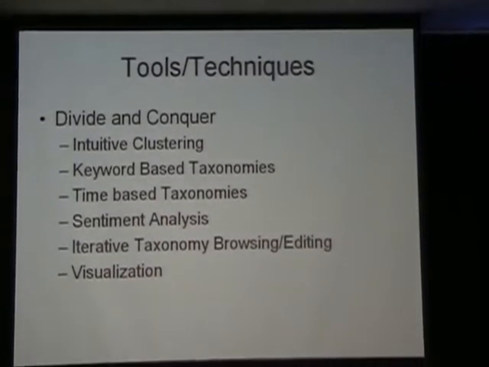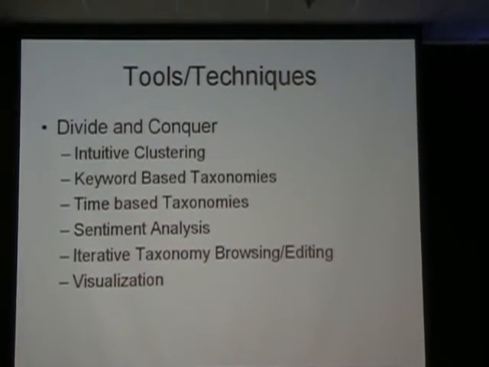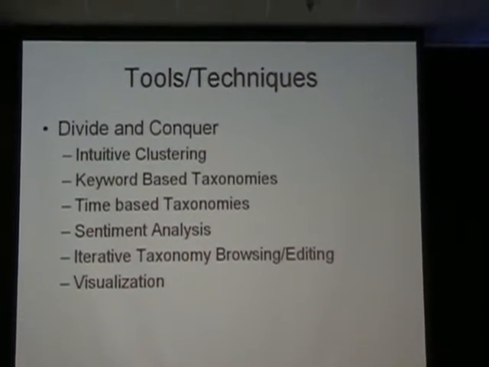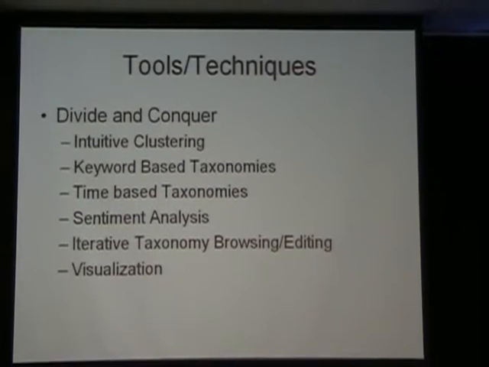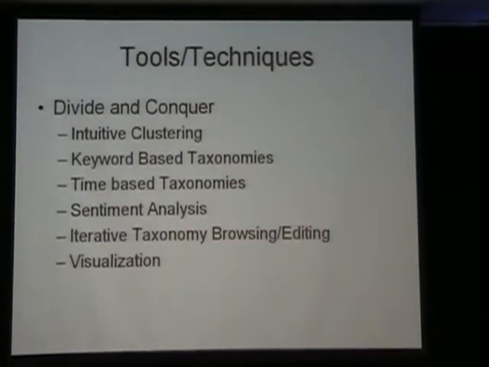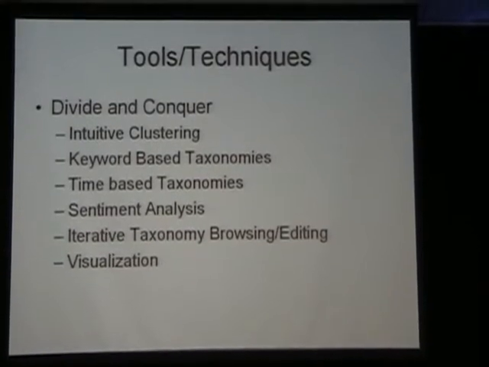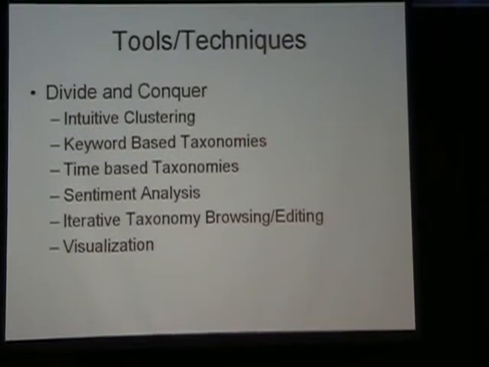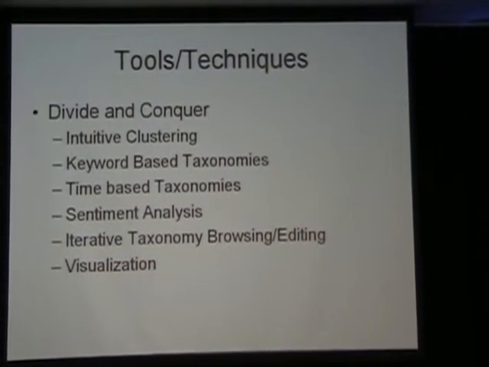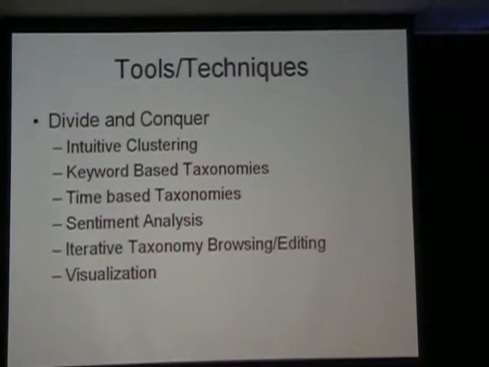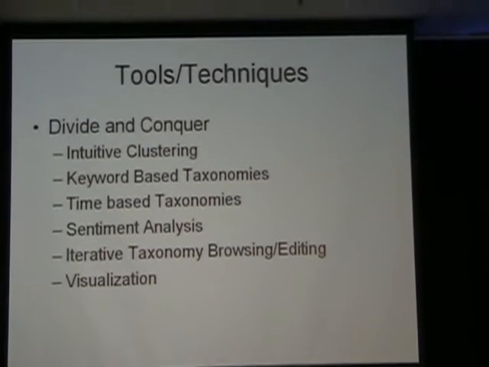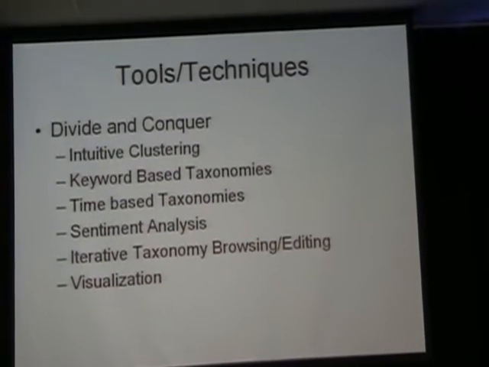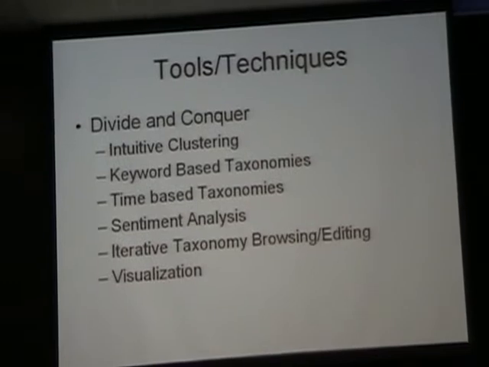Iterative taxonomy browsing and editing. So when you create these taxonomies, it's often useful to be able to look at them and change them based on what you see in the data. Don't just accept what clustering gives you. Be able to filter that out and take out the things that are uninteresting or confusing. And to do that, if you're going to edit taxonomies, you need a way to visualize them. Visualization is very important for understanding, for using that visual cortex in the brain to really understand what these taxonomies mean at a deeper level.